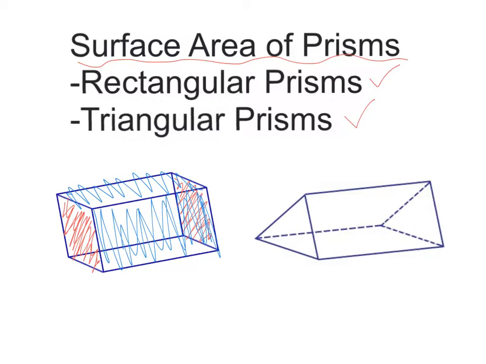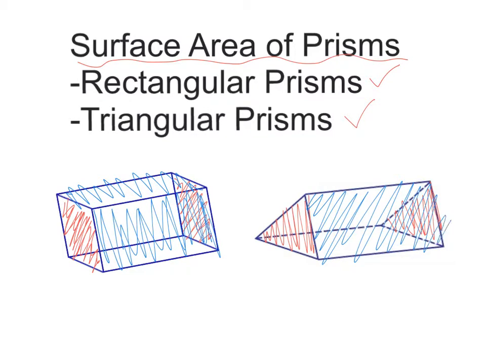For the triangular prism, the only thing different is the base. Here, the base is made up of triangles, but look, what is the shape that connects the two bases together? It's still rectangles. So a prism can have any shape as the base, but the definition of a prism is that the shape that connects the bases is a rectangle.